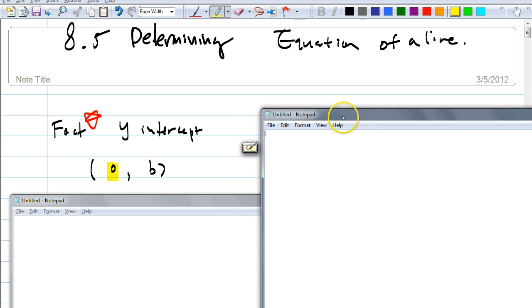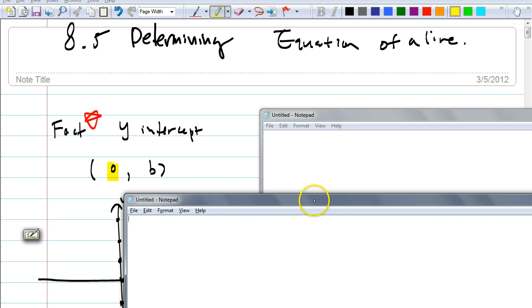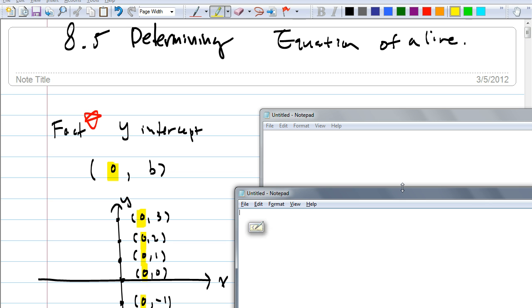So let me show you why. Look at every point on this y-axis, guys. What do you notice about the x-coordinate? They're all 0. Why does the x-coordinate of the y-intercept have to be 0? Anybody? In other words, look at every point on the y-axis. Because after all, what's a y-intercept? That's where the line crosses the y-axis.